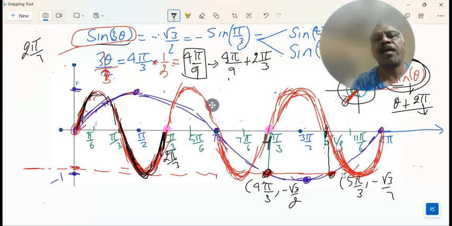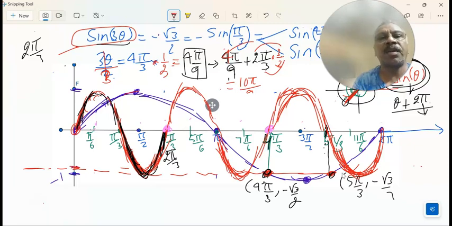So that means I have to add 2 pi by 3. When you add 2 pi by 3, because this is 9, I'm multiplying 3 up here and down here. So 3 times 2 is 6, and you add 4. That gives you a total of 10 over 9. So it becomes 10 pi by 9, because 3 times 3 is 9. So the question is, where is this 4 pi by 9, right?